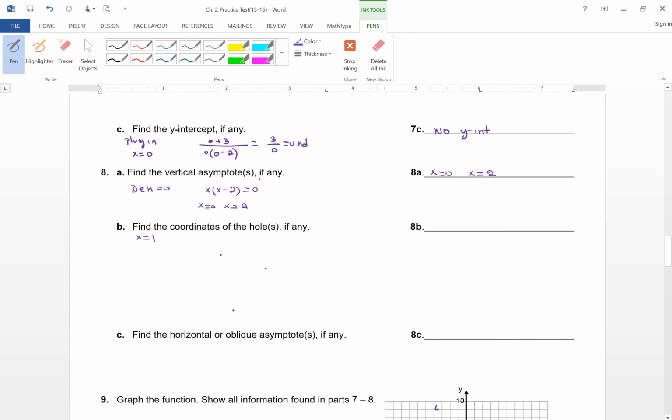So the hole is at x equals 1. Now we're going to plug x equals 1 into the function. We're going to plug it into x plus 3 over x minus 2, right? So 1 plus 3 over 1 minus 2. This is 4 over negative 1, negative 4. So it's at 1 comma negative 4.